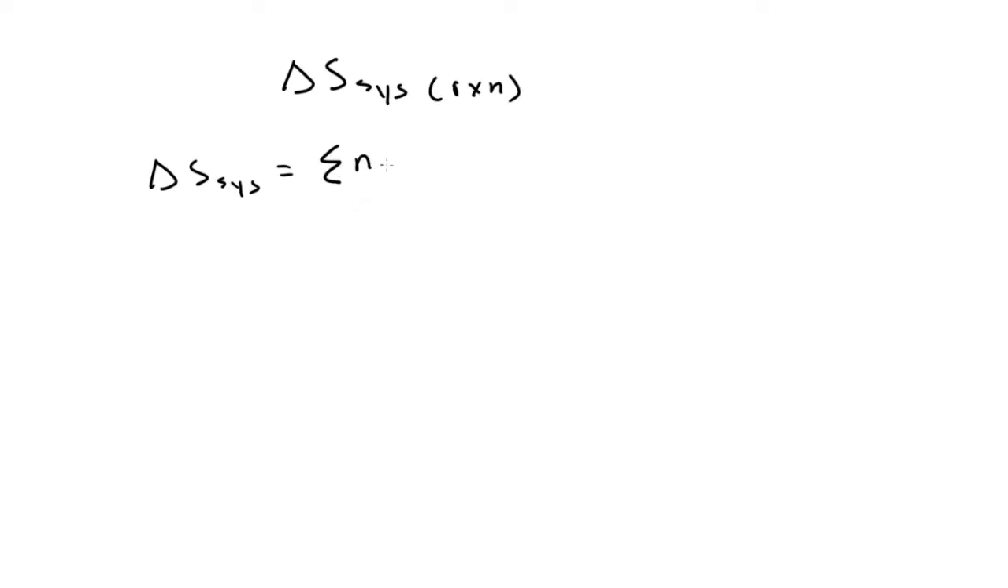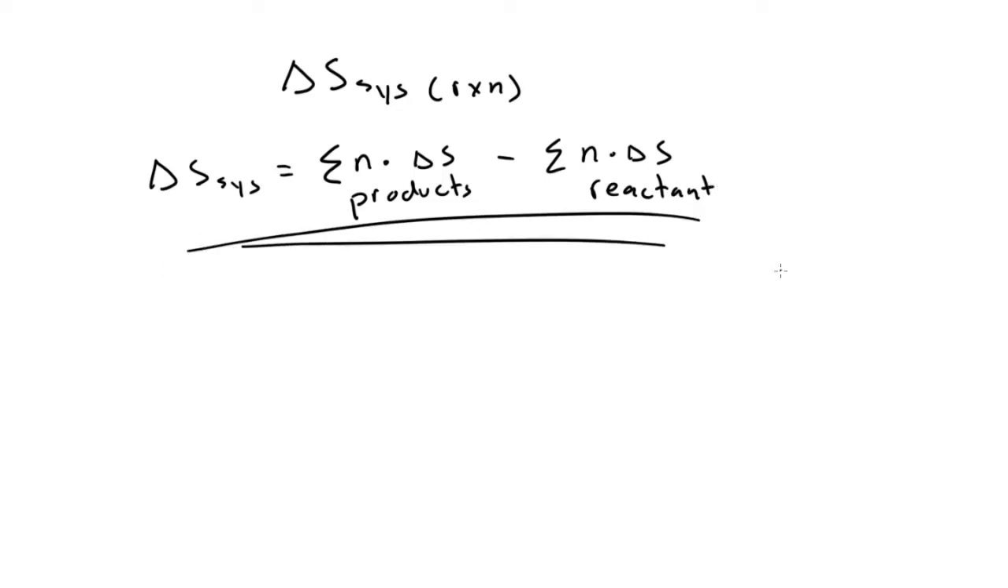It's going to be the sum. I'm going to have moles there, and then I'm going to have this delta S there. And this would be the products. Okay? And then you're going to subtract that from the sum of moles times delta S of the reactants. Okay, so this is an equation that you'll use if you want to get an actual number.